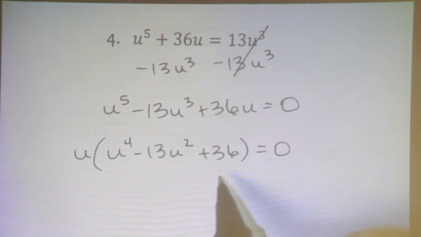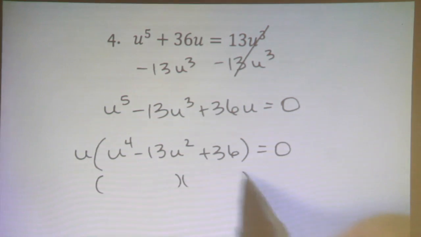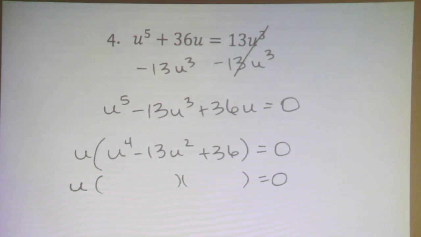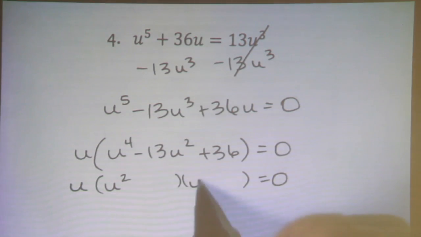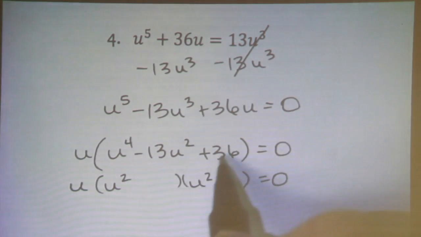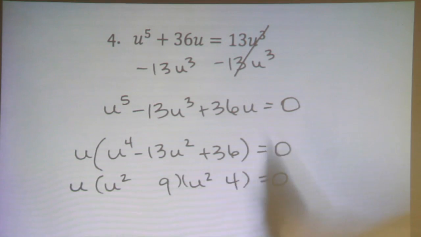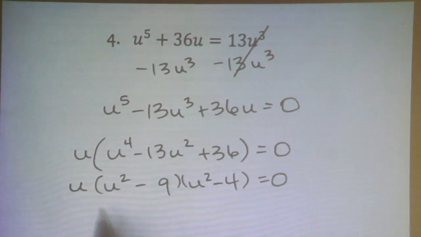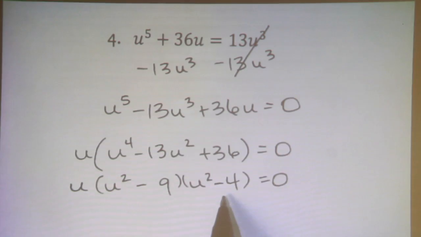Looking at the resulting trinomial, it's not a PST, but I can still break it down into two parentheses. Don't forget your GCF you took out initially. This breaks down into u squared on both sides. Two numbers that multiply to be 36 are 9 and 4. My signs are the same, and they're both negative. We are not done. This is not factored completely. We have two cases of difference of squares here.